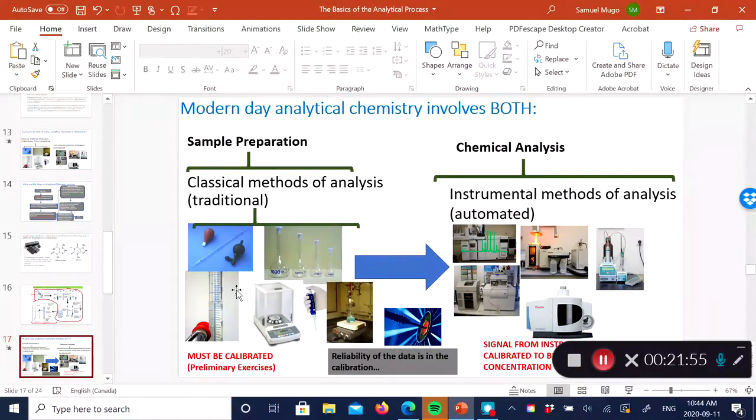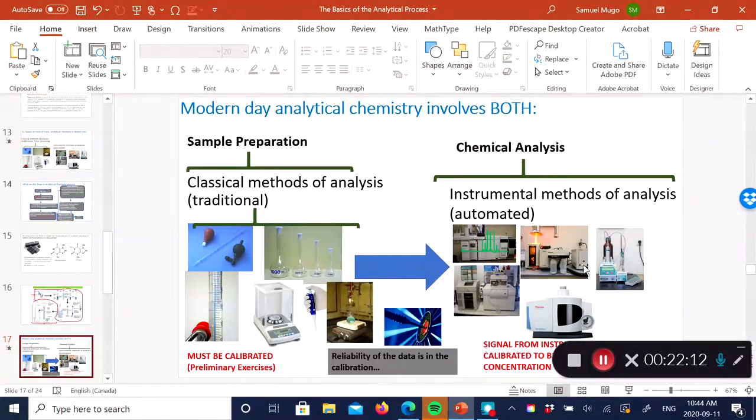Okay. Because you want to know, if I'm using a pipette and it's a 10 ml pipette, how much volume is it delivering? Is it 10.012 ml, or what is the calibrated volume that I'm trying to deliver?